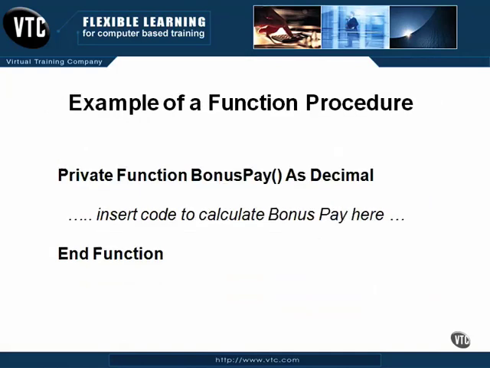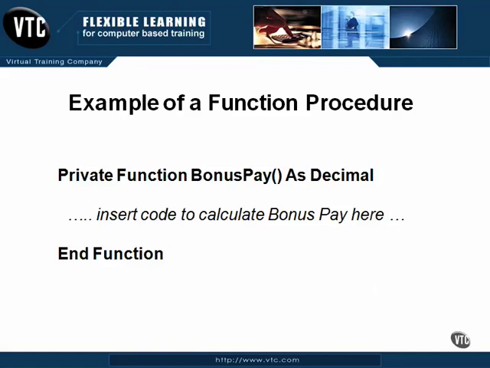As an example, I will create a function procedure called bonus pay that calculates and returns a salesperson's commissions, perhaps. As you'll note, the function header is: private function bonus pay, open close parentheses, as decimal. The as decimal indicates the type of data that will be returned by the result of this function. That is, this is the data type of the returned value.